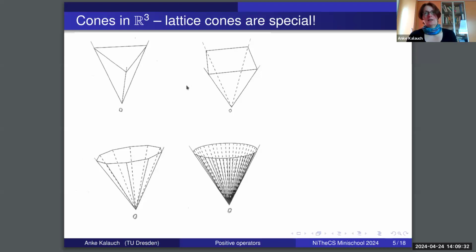It's an old result. When you are in Rn, then you need n extreme rays of the cone to obtain a lattice. If you have more extreme rays, you are out of the lattice theory, but you are still in the theory of ordered vector spaces.